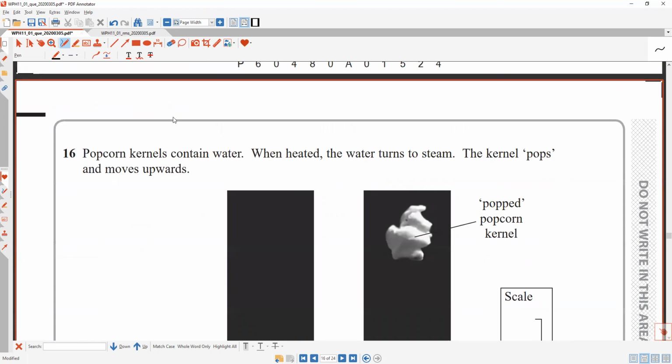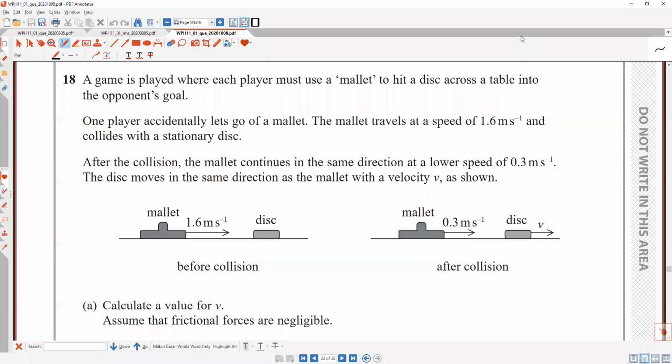Okay. So let me check others also. This is October 2020, Unit 1, WPH11. Fine. So start doing this on your own and see whether you can do this.